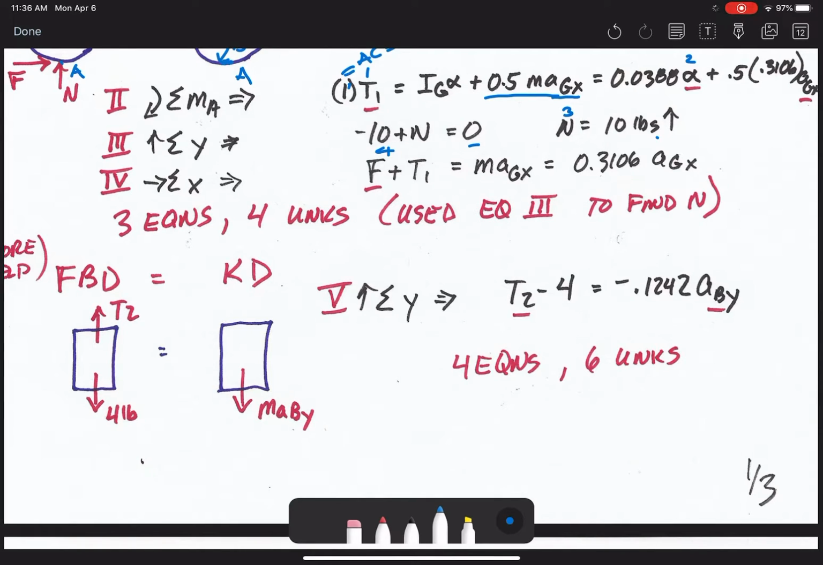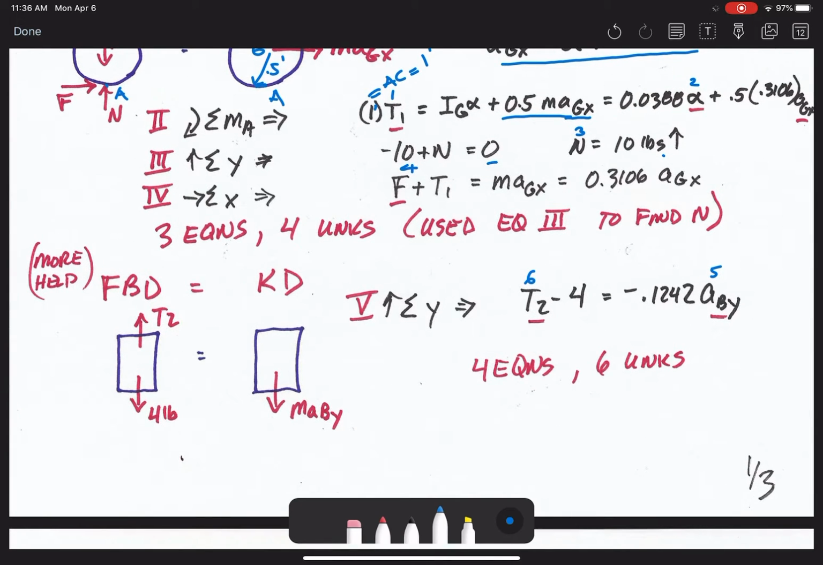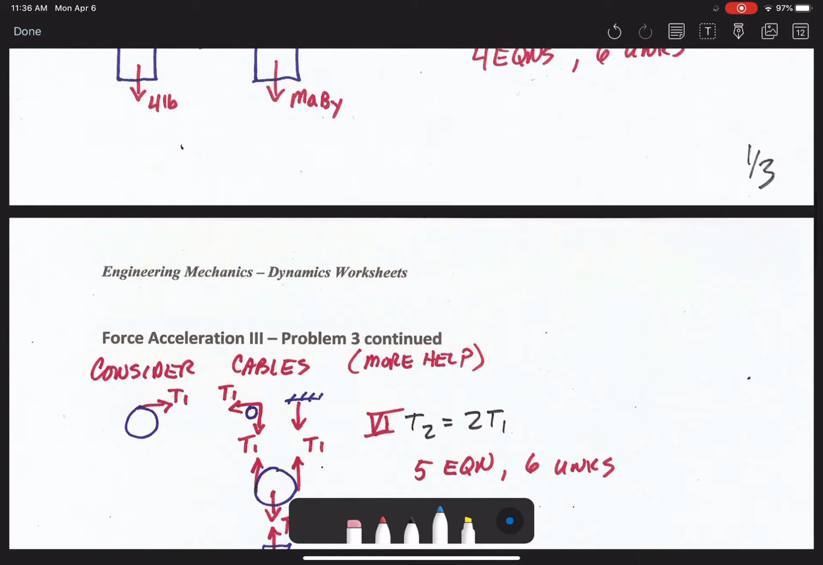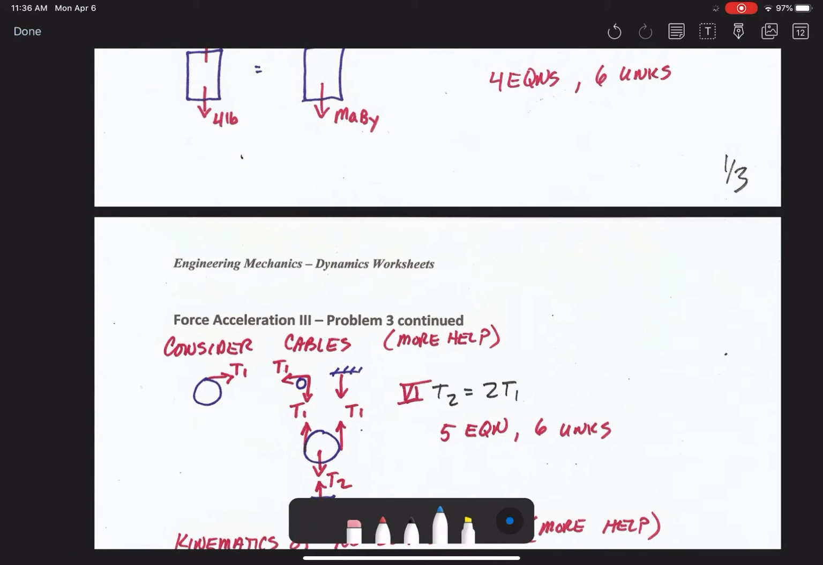We introduce another unknown, T2, as unknown 6. So as you can see, we have 4 equations and 6 unknowns. Still not able to solve, so we need to have more. The first thing is the tension in the cable.